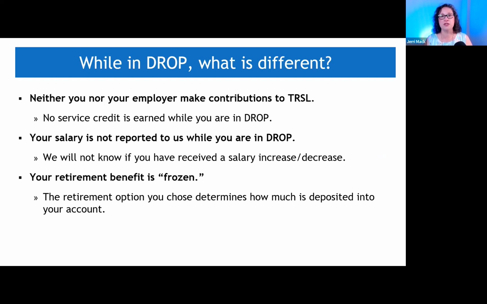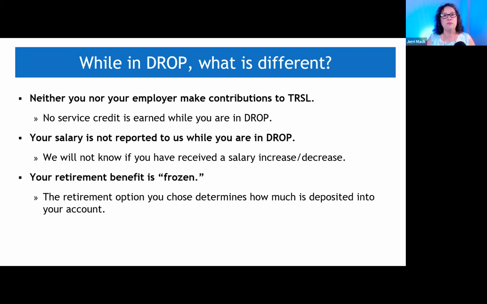No service credit is earned while you're in DROP. I like to call this the swap for DROP. You're swapping one opportunity for another. You can't do both of these things at the same time. You can't save what would have been your retirement check while still working and contribute to TRSL to increase said retirement check. So you're swapping one opportunity for another.